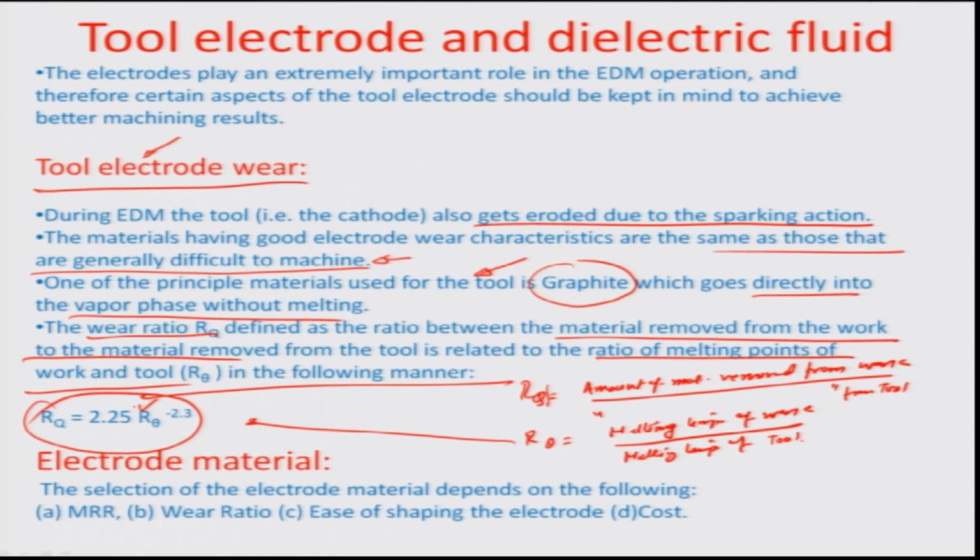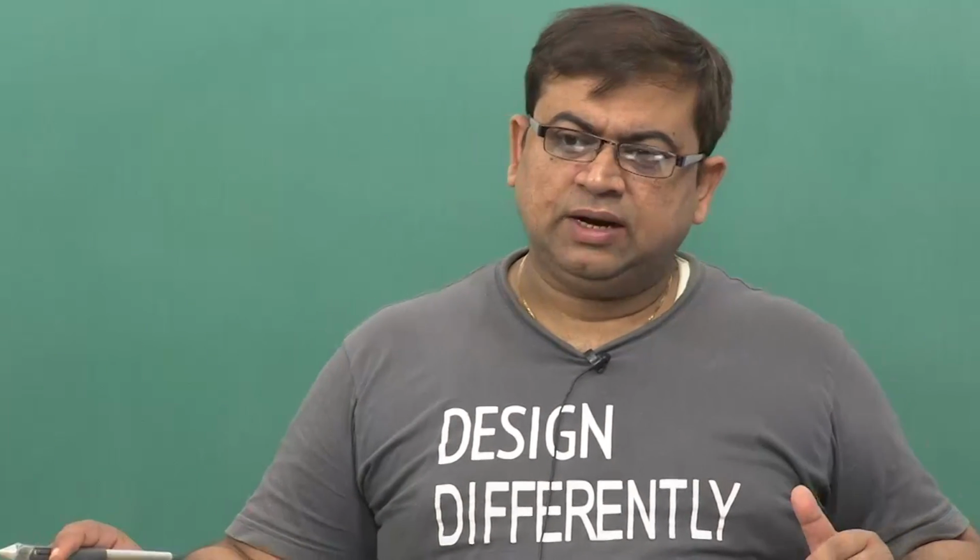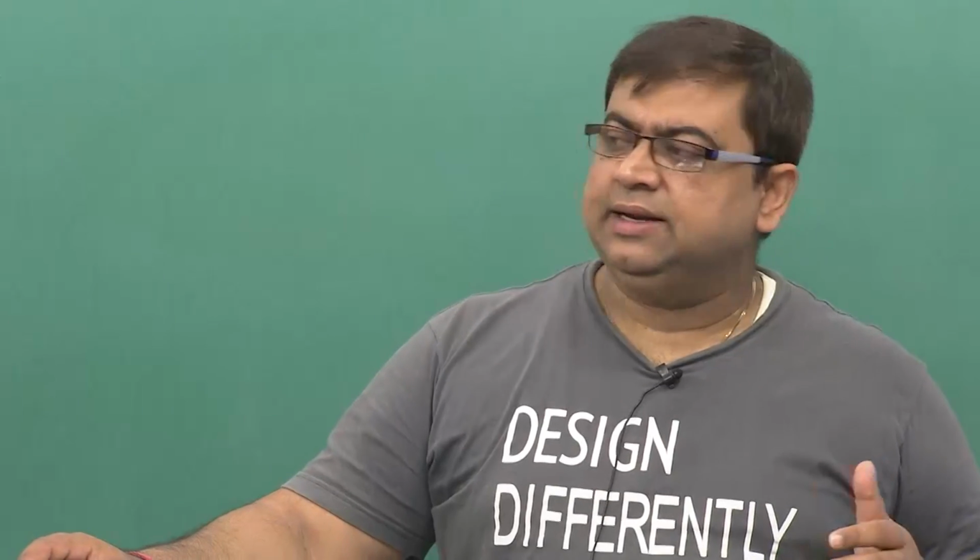Regarding electrode material, the selection of electrode materials depends on a lot of parameters like MRR, wear ratio, ease of shaping of electrodes, the cost at which the electrodes are bought, etc. And in fact, there is a detailed analysis about what workpiece would necessitate what electrode material and also what dielectric material.